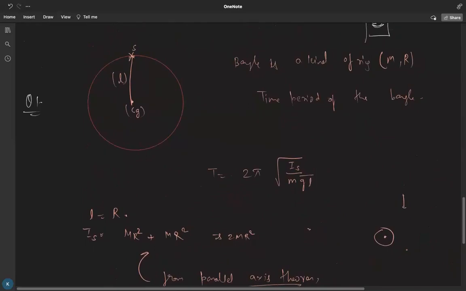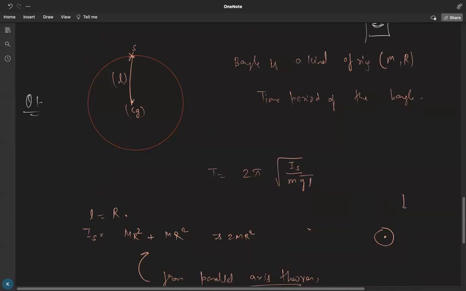Let me tell you again if it is not clear. Your first goal is to find the center of gravity of the rigid body. For bangles, it will be at the center. The second thing that you have to find is the distance between the suspension point and the center of gravity, which is equal to the radius of the bangle. The third thing you have to find is the moment of inertia about the suspension point. We actually know the moment of inertia about the center of gravity or about the center, which is mr square in the case of a ring or bangle.